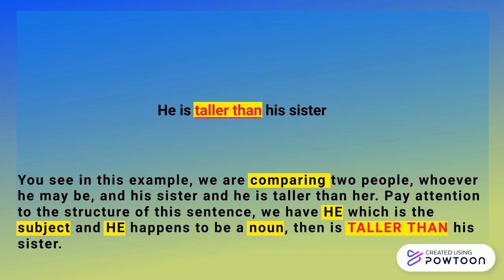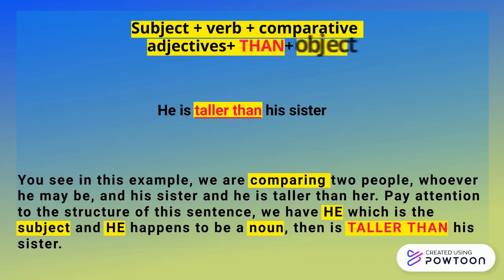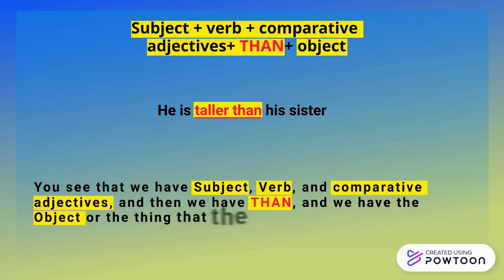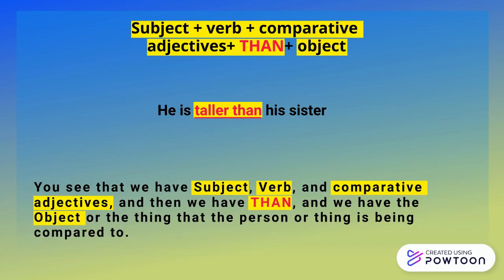We have he, which is the subject, and he happens to be a noun. Then, he is taller than his sister. You see that we have subject, verb, and comparative adjective. And then we have "than". And we have the object, or the thing that the person or thing is being compared to.